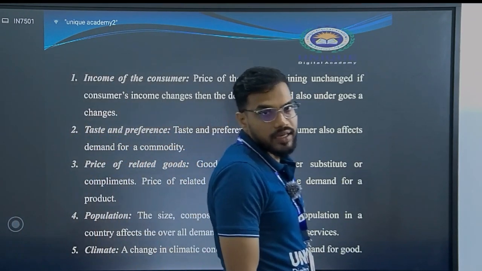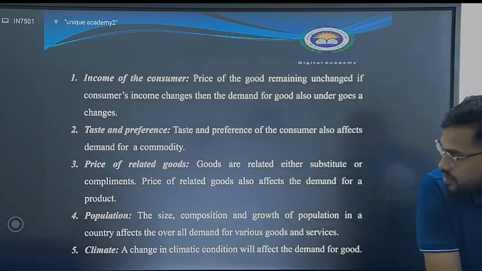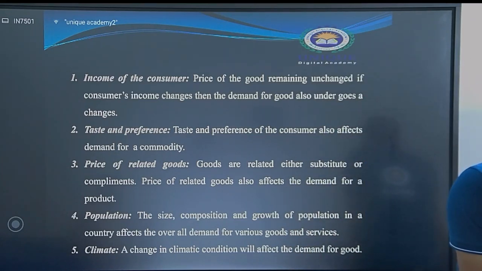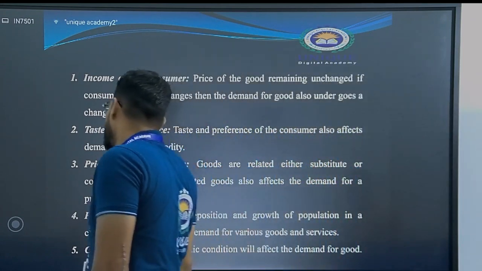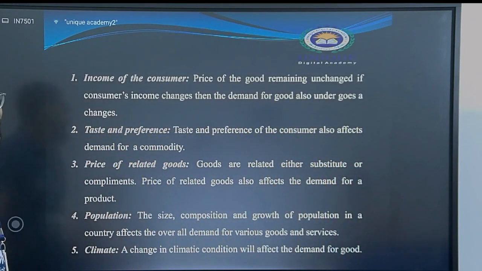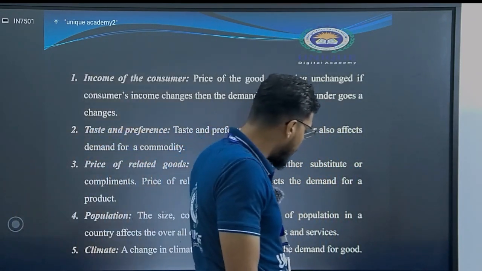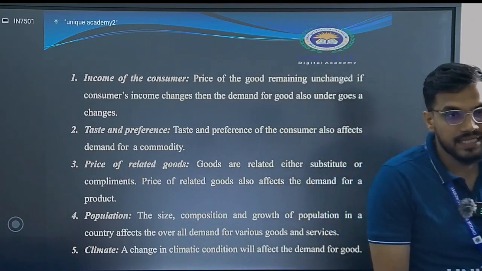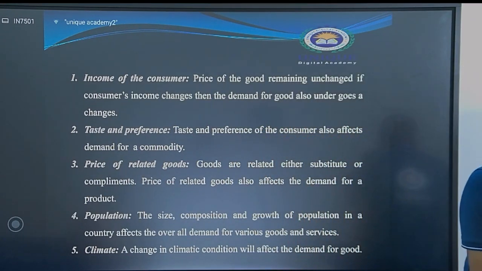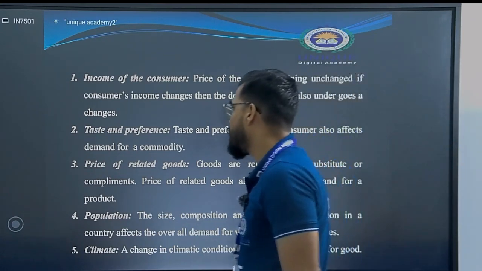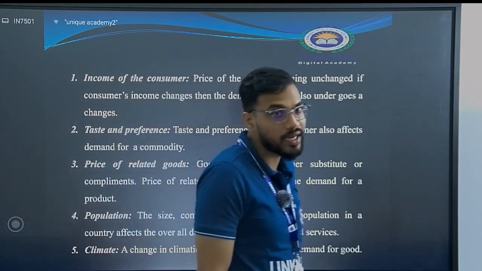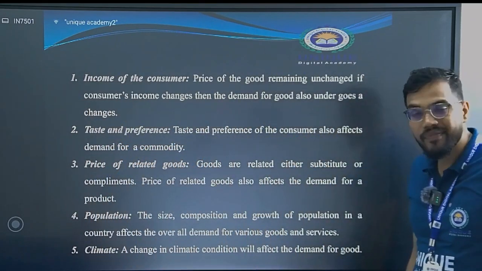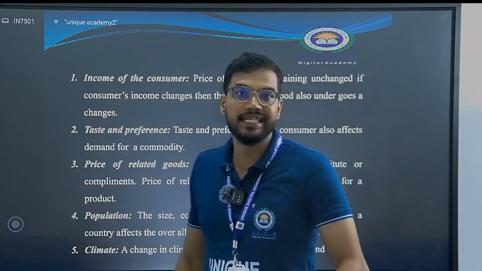Bread and butter, these are the complementary goods. Pen and ink, these are the complementary goods. It means that if the price of car declines in the market, the demand for car increases, and at the same time the demand for petrol also increases. So this is your complements. The demand for one good leads to the demand for another good. So that also affects the demand for a product except price.